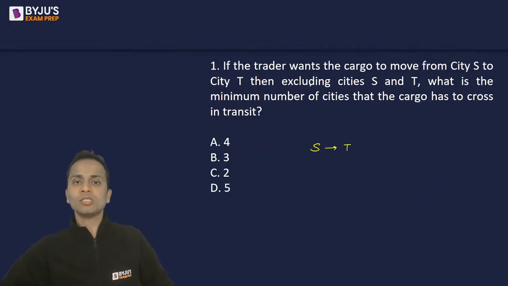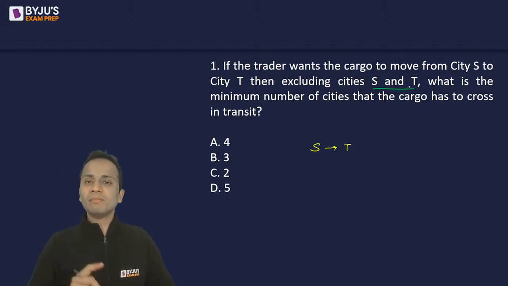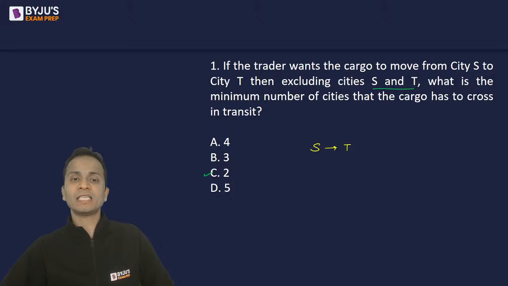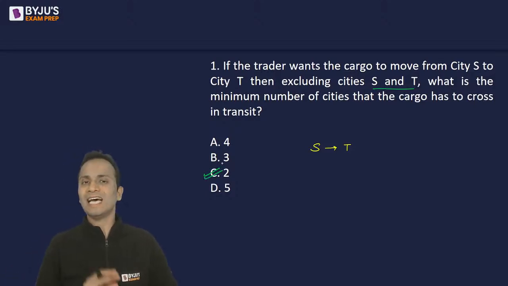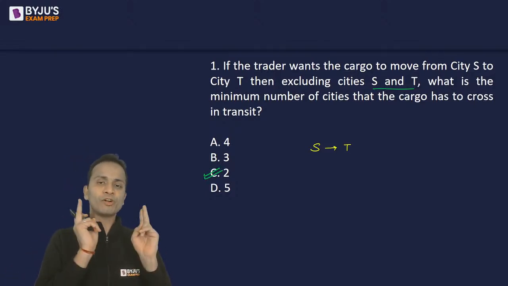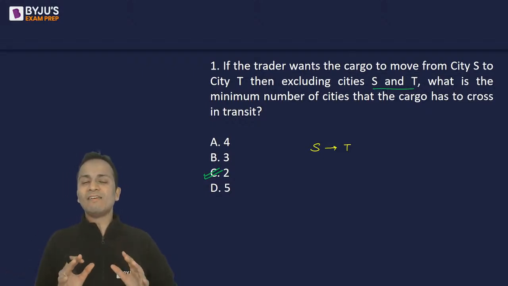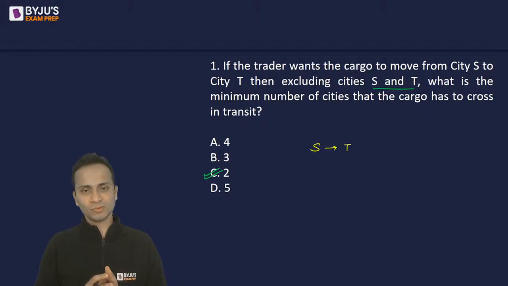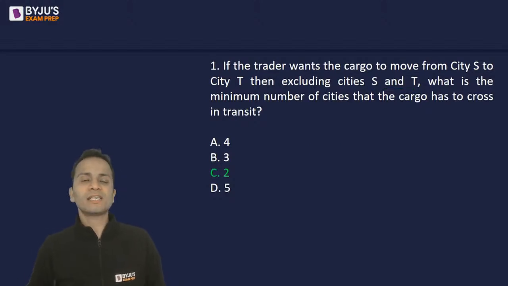Okay, so the question was, excluding the cities S and T, what is the minimum number of cities that the cargo has to cross in transit? So the correct answer should be option C, that is 2. So going from S to T, we will have to cross a minimum of 2 cities in transit. Option C is the correct answer for question number 1. Now let's look at question number 2.